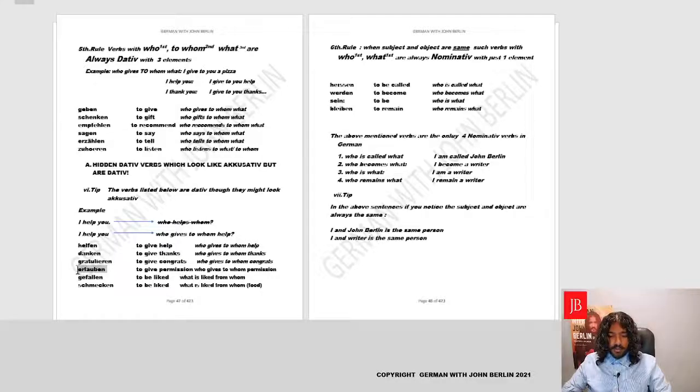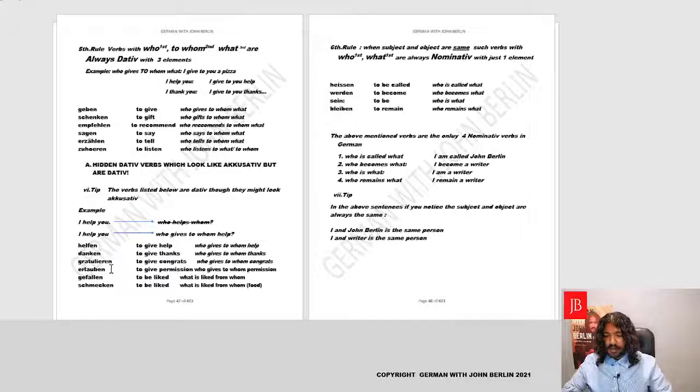Erlauben means to give permission. Who gives to whom what: it requires who, the person giving the permission, to whom the permission is being given, and what, permission itself. So these are the hidden dative verbs. Instead of saying the meaning of helfen is to help, you should say to give help, to give thanks, to give congrats, to give permission. A quick tip: whenever a verb might have something which can be given, you can think on those lines that maybe this is a hidden dative verb.